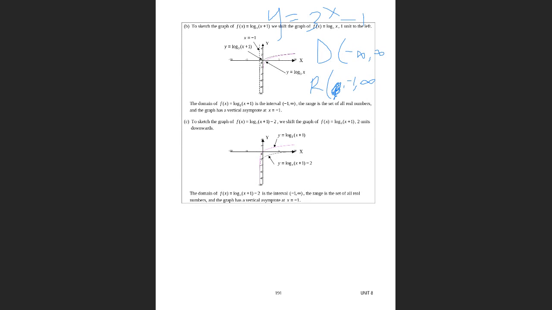So when you come to the inverse graph, the domain will now simply be from negative 1 to positive infinity. You just interchange, and the range is going to be from negative infinity to positive infinity. That is why it's easier to understand if you trace from the original function.